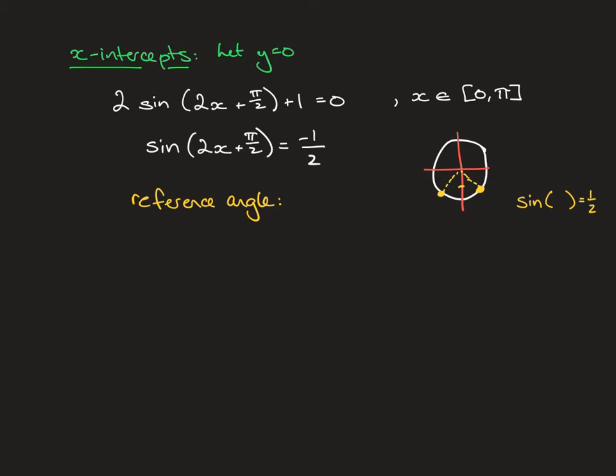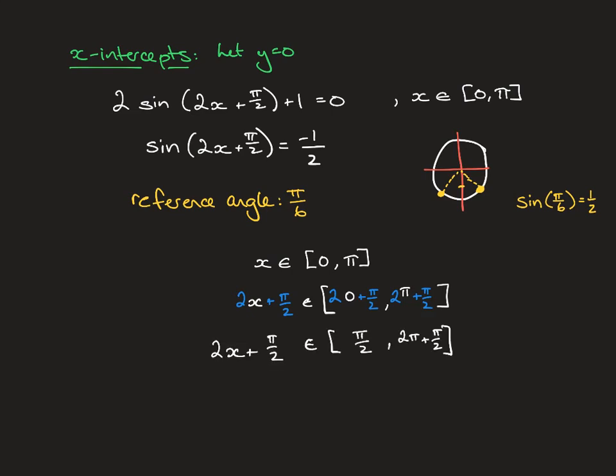Now the next thing that we need to do is to adjust our domain. So we have that x is an element of 0 to π, and we need to change the x so that it's 2x + π/2. And whatever change we make to x, we have to make the same change to each of the two numbers at the end of our domain. So when we tidy this up, the domain that we're going to use to generate our answers starts at π/2 and finishes at 2π + π/2.